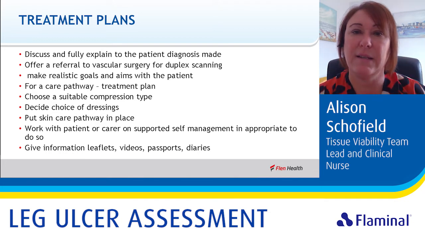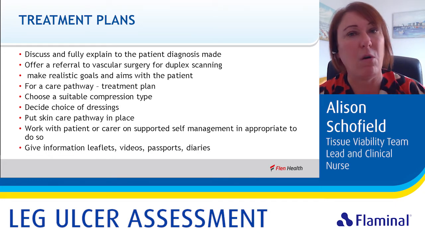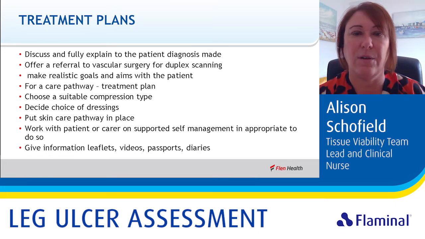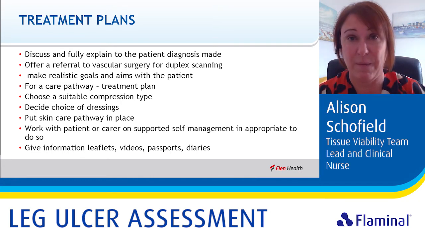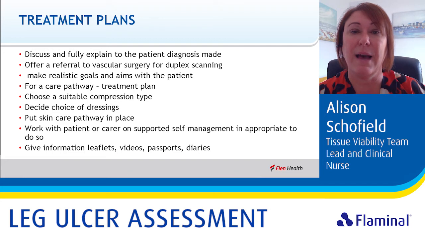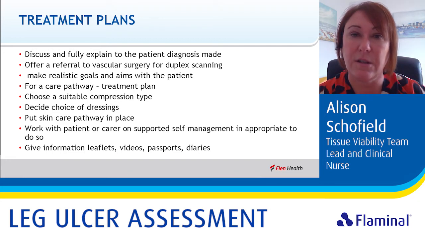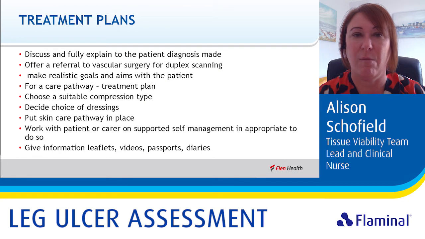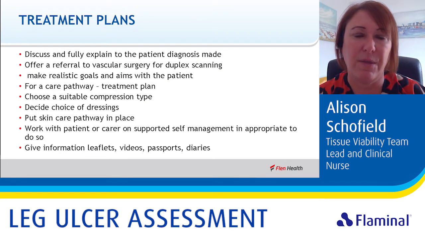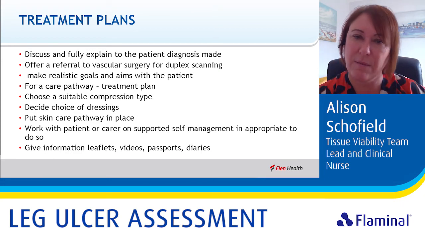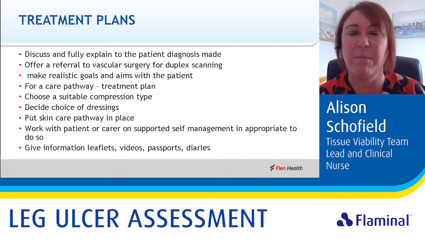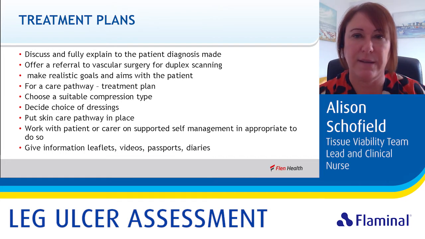We want to make realistic goals and aims with the patient, and remember your goal may be very different to your patient's goal. We need to put a care pathway into place with a treatment plan, keeping them at the heart of it. And we want to look at suitable compression types that the patient can work with, and that are the right things for them. Remember, hosiery kits, wraps, bandages, we've got lots of things out there for us. Decide on the choice of dressing we're going to apply to the wound, and that important skin care pathway in place, so this cleansing, emollients, etc.